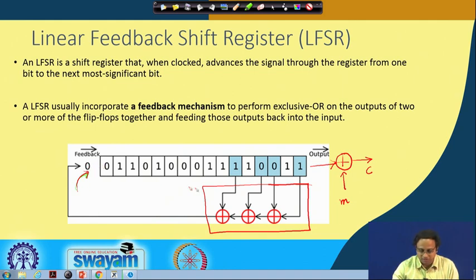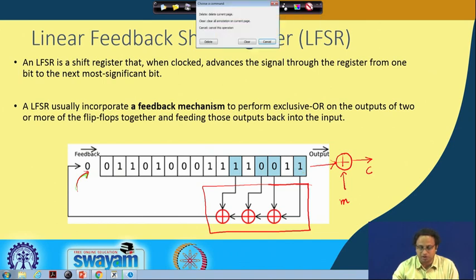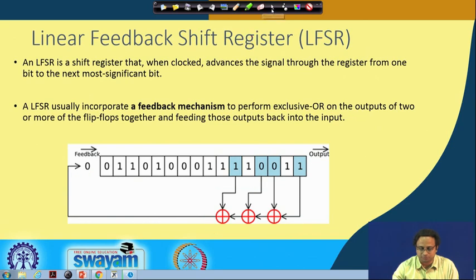For example, here we are doing an XOR between 1 0 and 1. So, 1 0 0 and 1, and therefore, you get 0. So, therefore, we are feeding back 0 into the LFSR, whereas the other bits are basically just shifted to the right. So, that is the broad philosophy behind how an LFSR works.